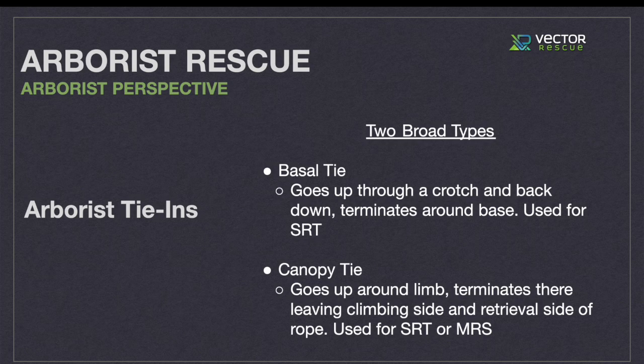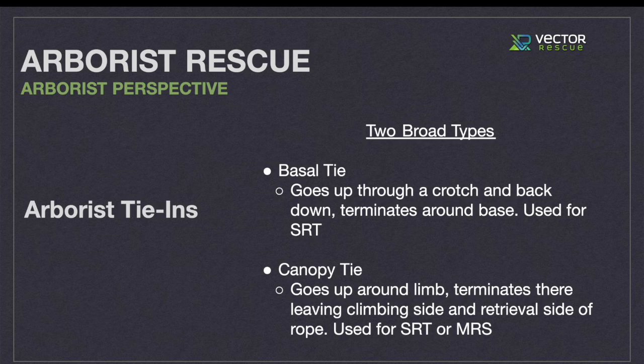So once you get your throw ball and your messenger line through the union or the crotch, the branch that you're aiming for, both for us and for arborists, there's kind of two broad types of tie-ins that we're going to talk about. This is not all encompassing of every variation that arborists might use, but from an awareness and identification standpoint, in broad categories, there's two types that I want to talk about. So the first one is a basal tie.